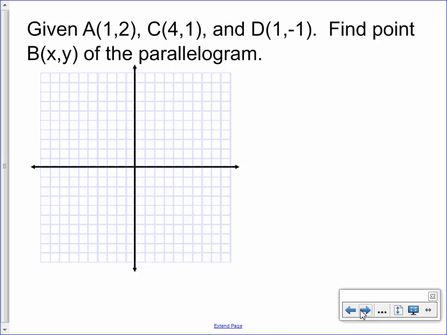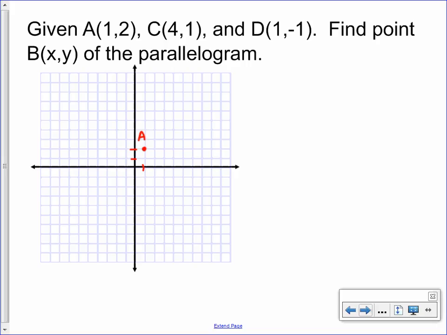Here we go. Just graphing this puppy. A is at 1, 2. So here's A. True? Yeah, 1, 2.